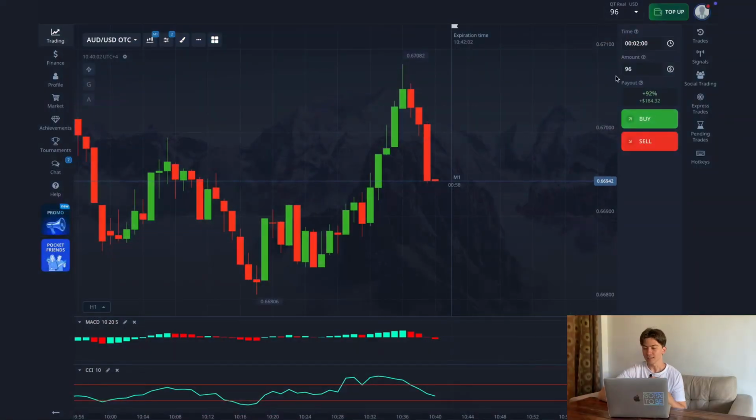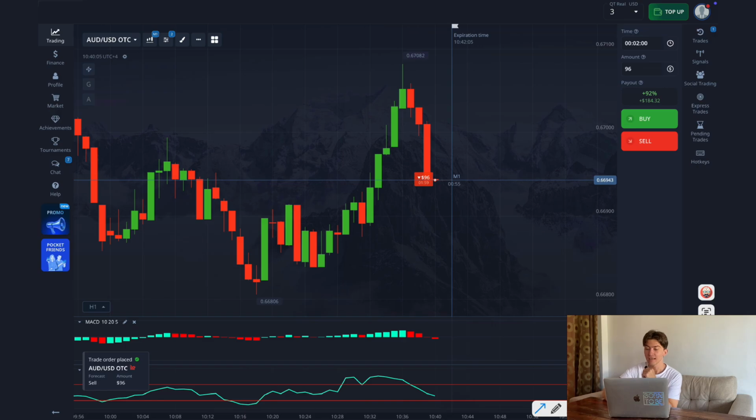The market immediately gives a clean signal of weakness, 2-minute expiration, and I open a sell trade for $96. Now let me break down exactly why I'm looking short here.